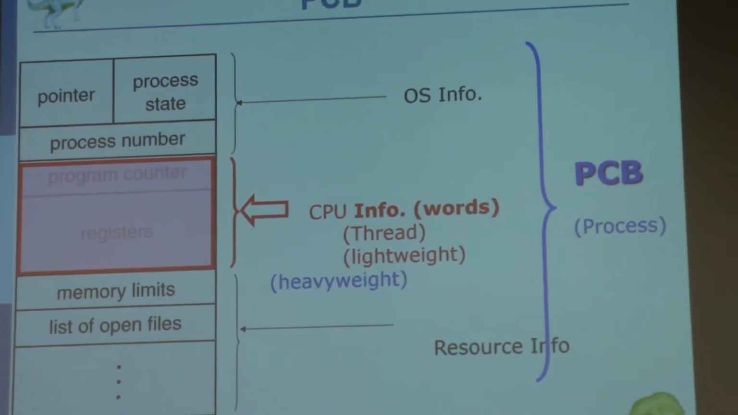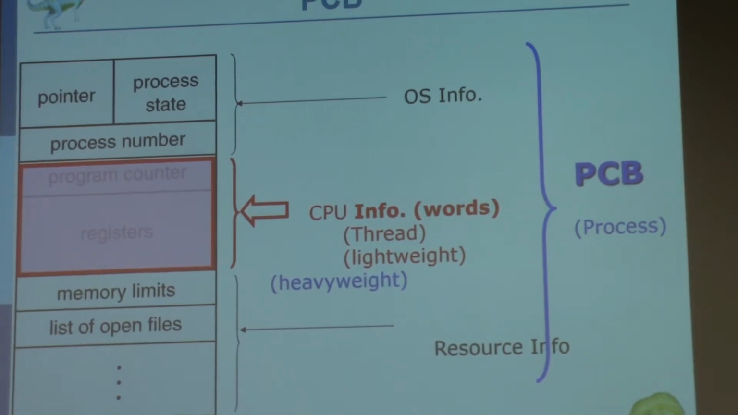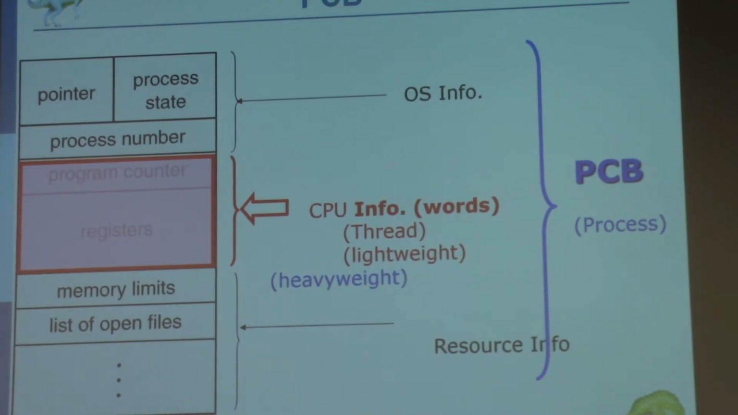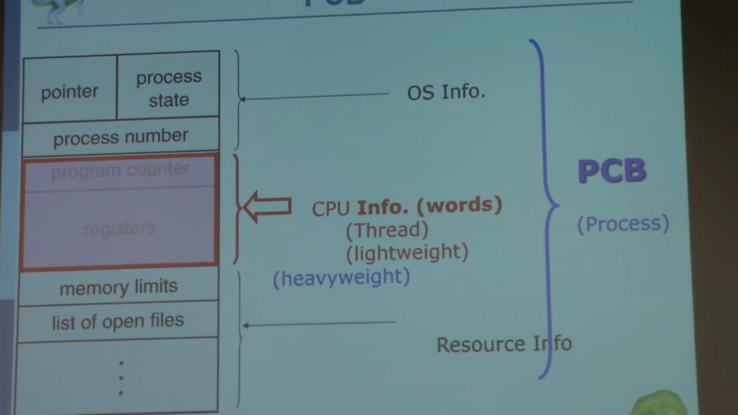And on the other hand, the heavyweight is the entire process, including the number of threads created by this process. So you don't have to be confused. When you see heavyweight, that means it's the normal process, including all the threads. And when you see lightweight, it's the thread that you know.